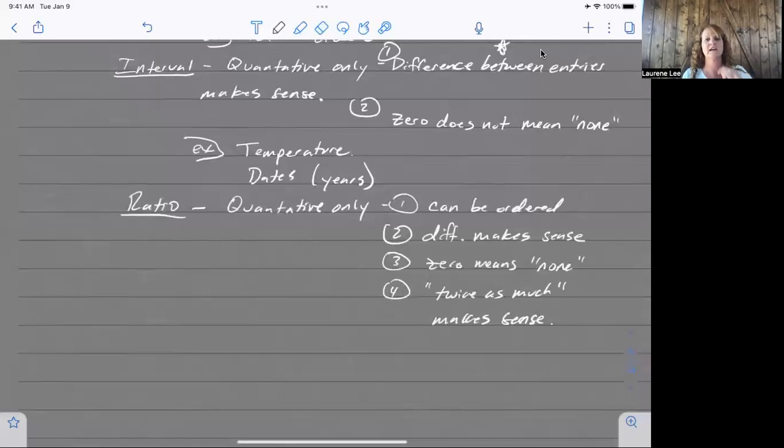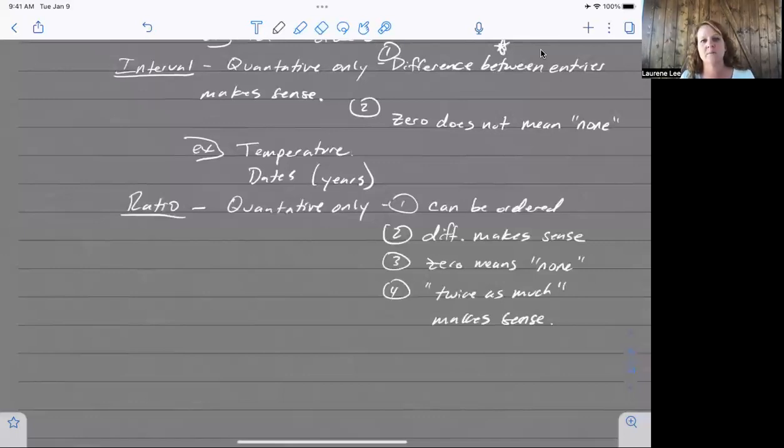Now compare that to temperature, which we know from the last example is an interval. When I say it's 10 degrees out and 20 degrees out, 20 degrees is not twice as hot as 10 degrees. It's still cold. Like it's all cold. It isn't measured like the 2 times the number is not actually 2 times the actual amount of heat. Okay. So that's the additional thing.